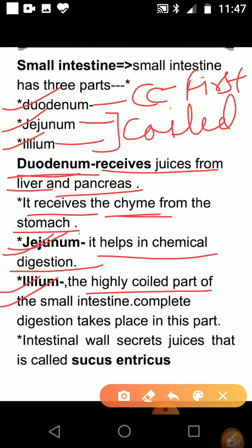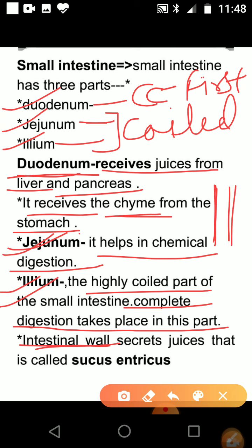The jejunum also helps in chemical digestion, and then the ileum. Both jejunum and ileum are highly coiled parts of the small intestine, and in the ileum complete digestion takes place. The intestinal wall secretes certain intestinal juices which are called succus entericus, and that succus entericus helps in complete digestion.